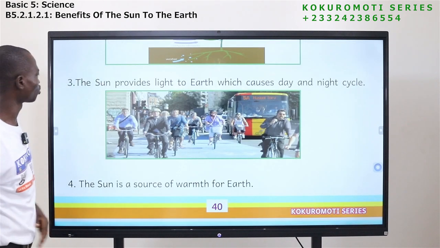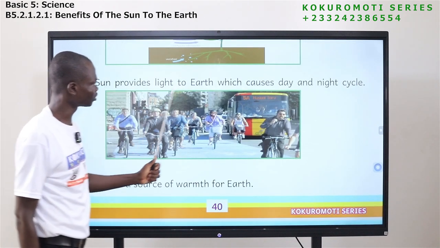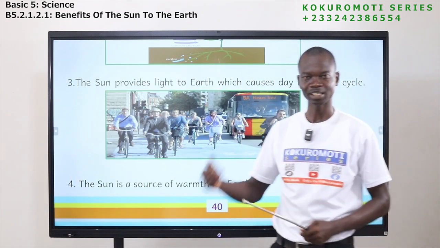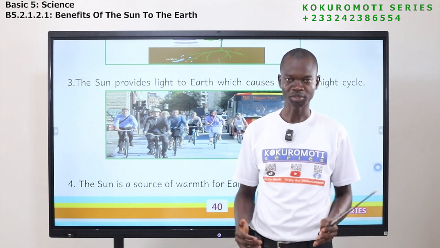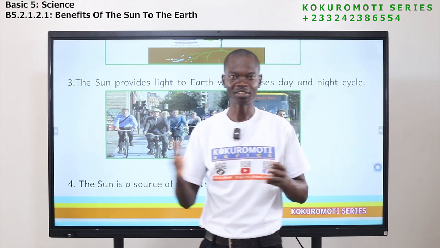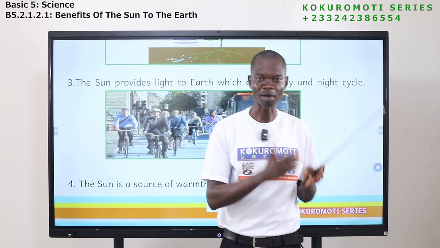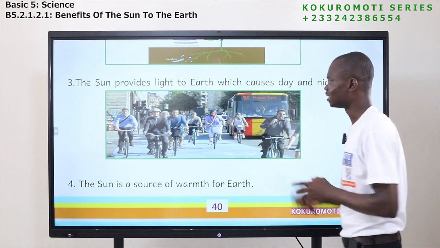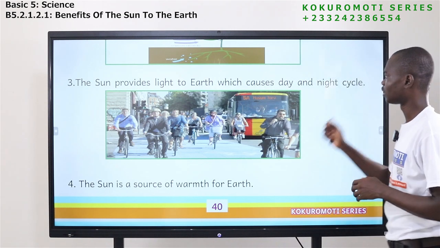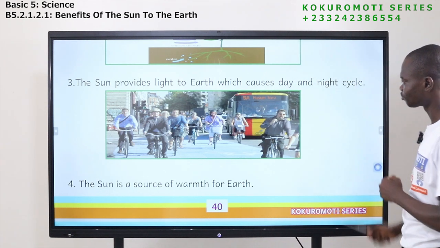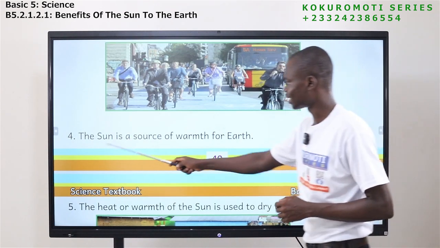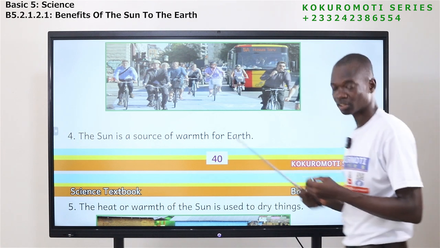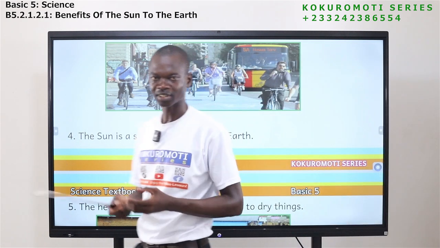Okay. The next one, the sun provides light to Earth, which causes the day and night cycle. In our previous lesson, we learned about how day and night are formed. The sun gives light to part of the Earth, and that part of the Earth experiences what? Day. So we are saying that the sun provides light to Earth, and that causes what? Day and night. The next benefit is that the sun is a source of warmth for Earth. When we talk of warmth, we are talking about heat, moderate heat. Sometimes you feel it.